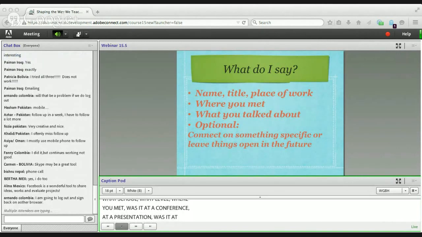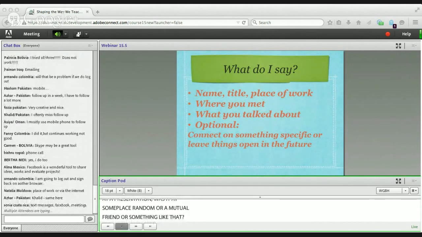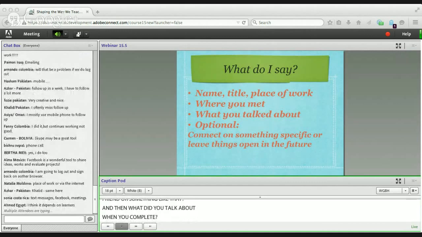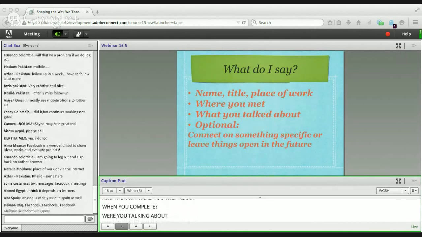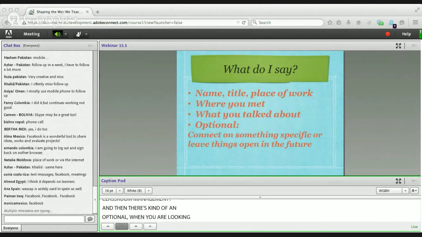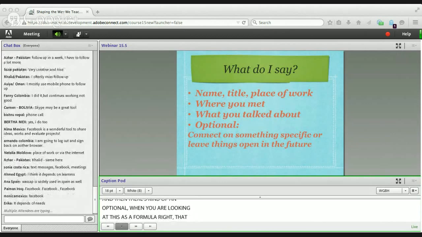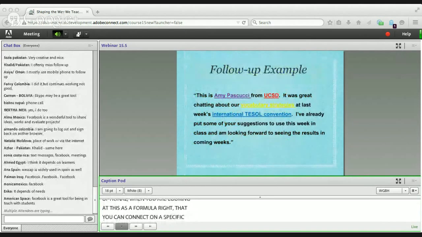And then what did you talk about when you met? Were you talking about vocabulary strategies or classroom management? And then there's an optional part, I think, when we're looking at this as a formula, right, that you can connect on a specific concern or issue, or maybe an opportunity for collaboration in the future. So I'm going to show you an example.